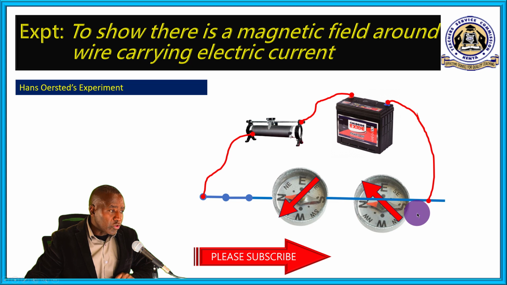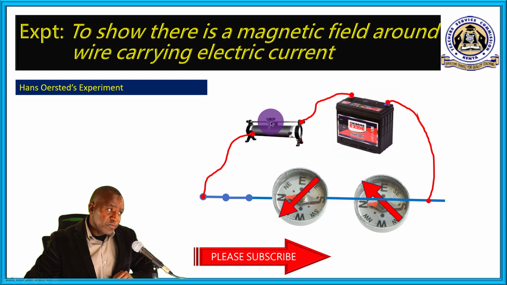What is the direction of this magnetic field? First of all, what will happen if we increase the amount of current in the circuit? And that is where this rheostat comes in. It helps us to change the amount of current flowing through the circuit. We reduce the resistance by moving this terminal this way.